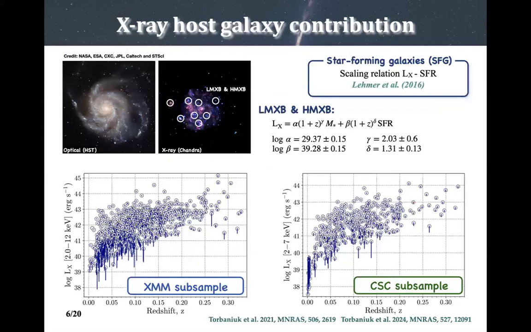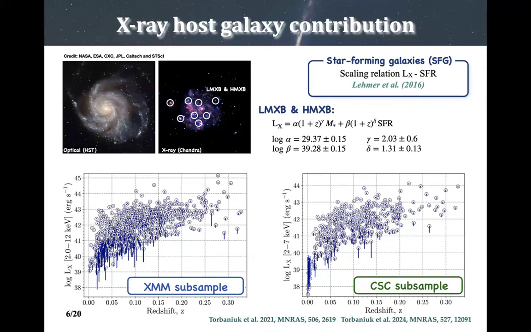Another step which we should remember: when we are using archival X-ray data, there is a probability that there is some host galaxy contribution, because we have star formation in these galaxies. To correct it, we are using the scaling relation between X-ray luminosity and star formation rate for two different types of galaxy population. For star-forming galaxies, we're using the scaling relation between X-ray luminosity and star formation rate from Lehmer.